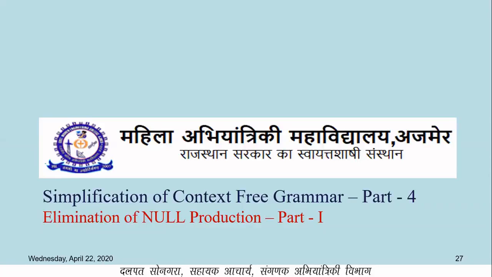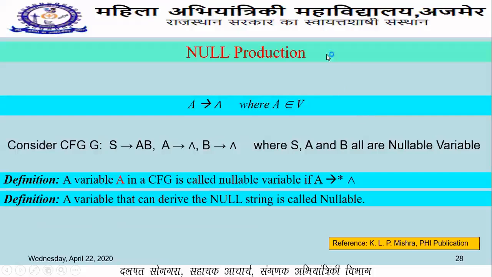In this lecture, we discuss simplification of context-free grammar by elimination of null production. This is part 1. Later on, we discuss part 2, in which we discuss the theorem that eliminates a null production in a given context-free grammar. So very first we discuss what actually a null production is.